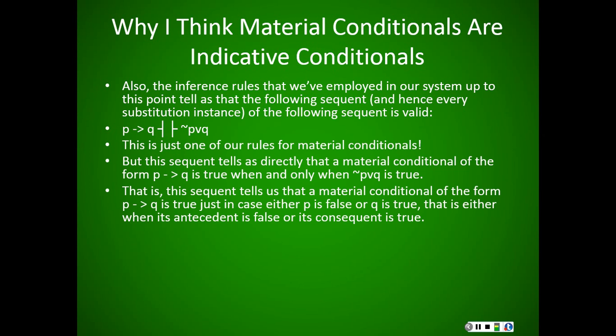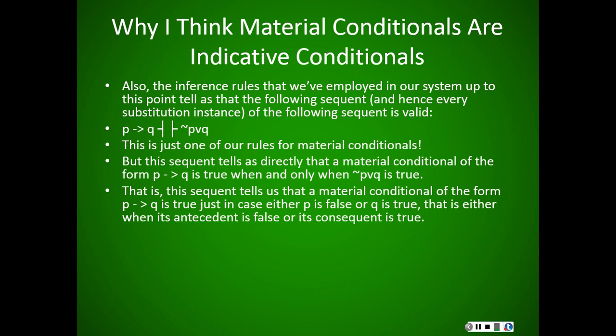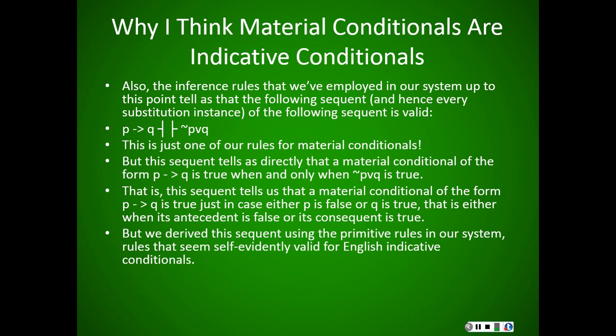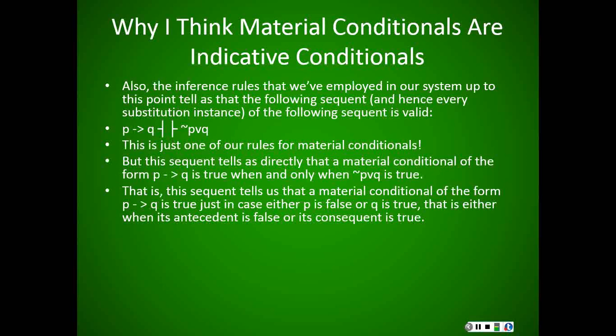That is, this sequent tells us that a material conditional of the form if P then Q is true just in case either P is false or Q is true. That is, either when its antecedent is false or its consequent is true. So this tells us just what I just said is the case concerning material conditionals. That it's sufficient for a material conditional to be true that its antecedent be false or that its consequent be true.